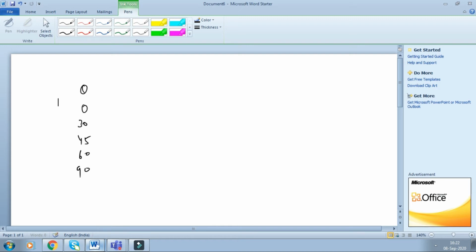This is a table that you learned in the 10th class: sin theta, cos theta and tan theta. The sin theta values are 0, 1 by 2, 1 by root 2, root 3 by 2 and 1. This is the quick way to learn this.